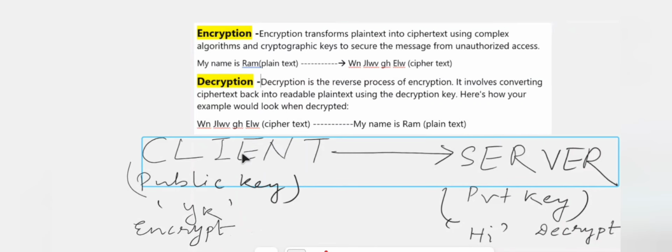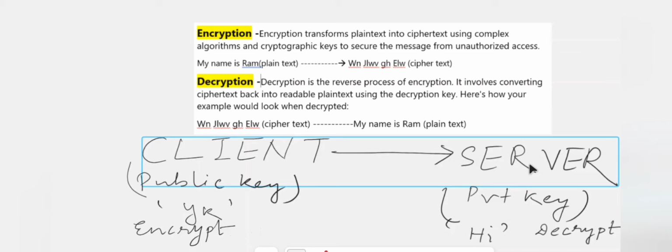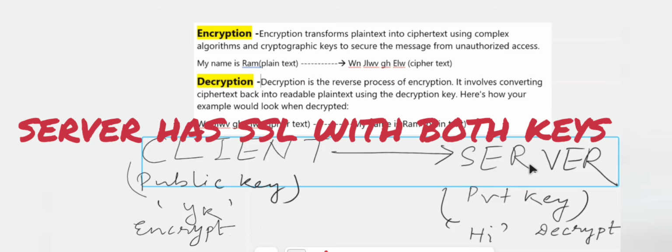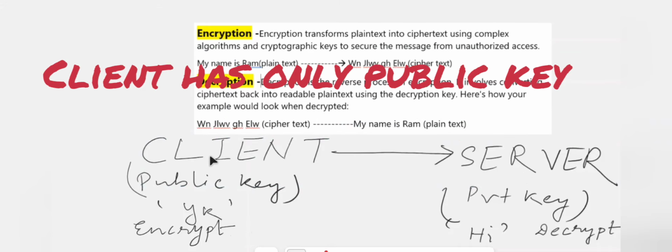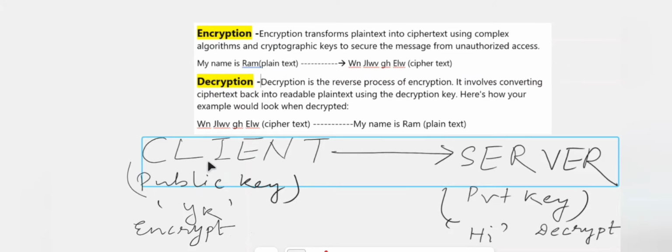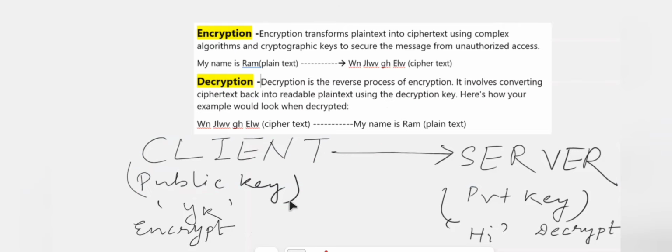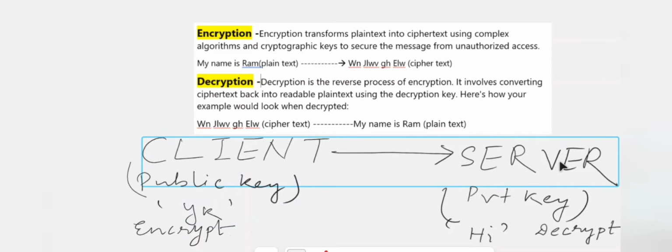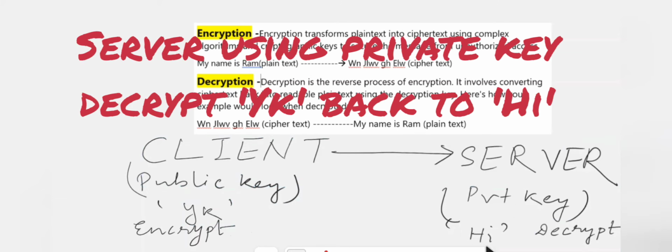So now try to understand this pretty simple example where client wants to send a message hi to server but in a secured way. So as we know, SSL certificate is installed at the server having both public key and private key, but client has a copy of the same certificate which has only the public key. So here, using the public key of the certificate, client is going to encrypt that message hi to YK before sending it to server. So client encrypts that message to YK and sends it to server, and then server using the private key of the certificate is going to decrypt that message from YK back to hi.